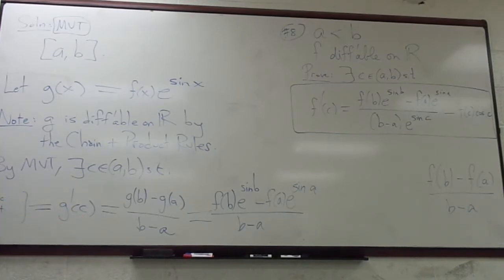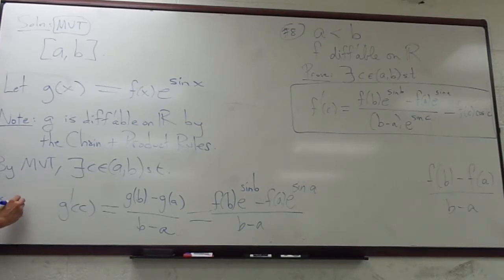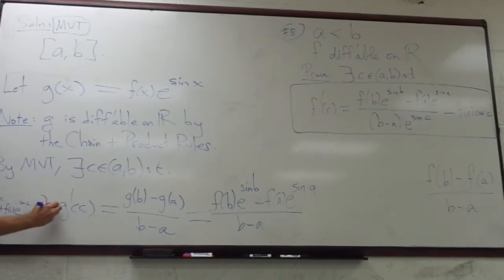Plus, the other part of it is f of C, oh boy, really did myself in. I had plenty of room over there. F of C times e to the sine of C times the cosine of C. Agree? Everybody can read that all right? Sorry, it's a little cramped here.